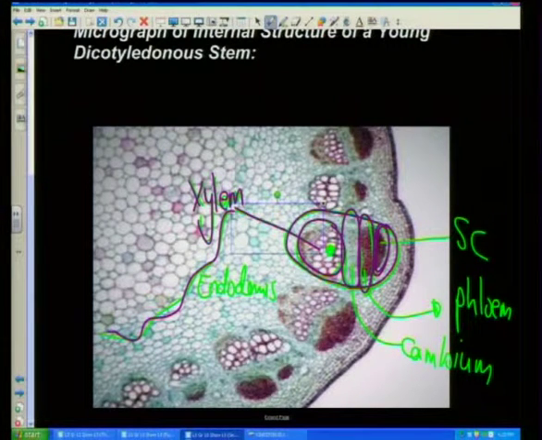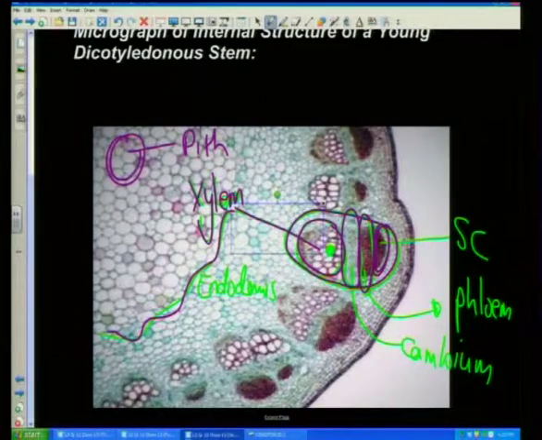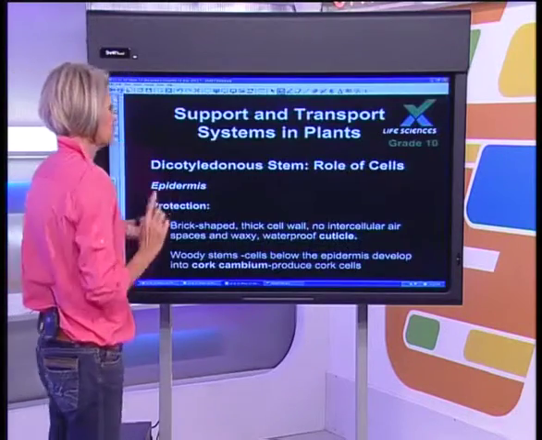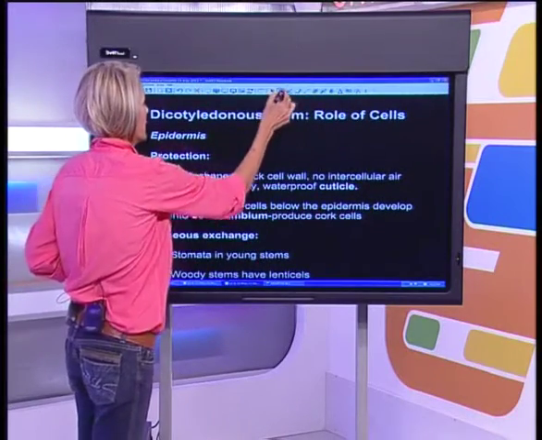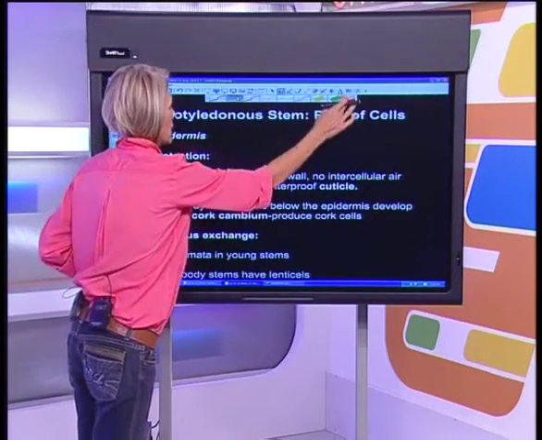And right in the center, you can see the spaces are quite large here. This here is the pith. Right, so all your little vascular bundles are arranged along the outside. If they give this to you, you need to be able to label it and talk to it. Okay, let's go back to our green.